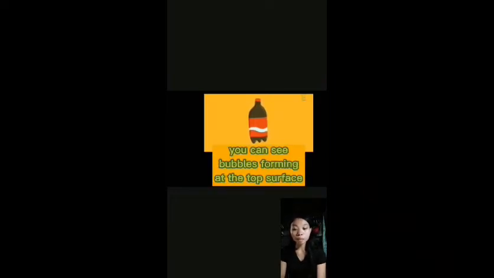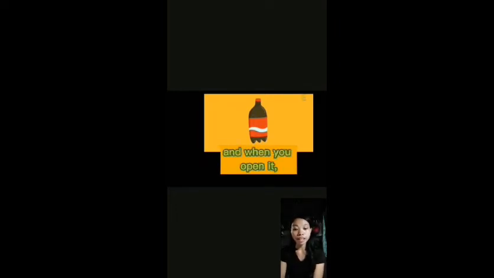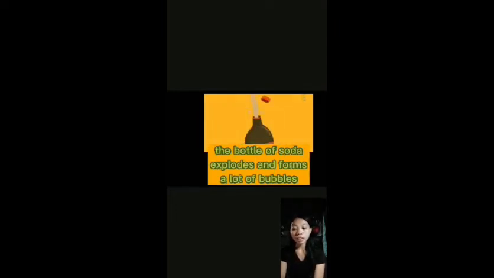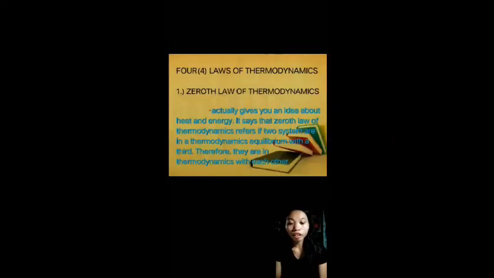So, entropy is a measure of disorder and randomness of a system. For better illustration, take for example a bottle of carbonated drink. When you shake it, you can see bubbles forming at the top surface, and when you open it, the bottle of soda explodes and forms a lot of bubbles. This is entropy.